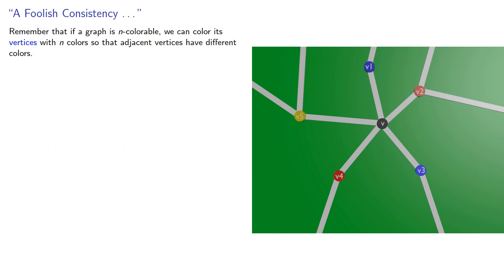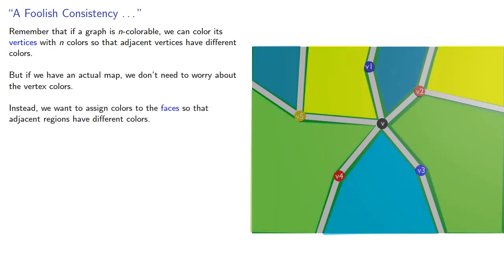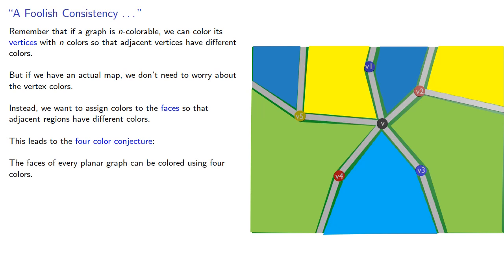Now one should be careful with this. Remember that if a graph is n-colorable, we can color its vertices with n colors so that adjacent vertices have different colors. But if we have an actual map, we don't need to worry about the vertex colors. Instead, we want to assign colors to the faces so that adjacent regions have different colors. This leads to the four-color conjecture: the faces of every planar graph can be colored using four colors. And the thing to realize is that the four-color conjecture and the five-color theorem are actually about different colorations. One is a coloration of faces, and the other is a coloration of the vertices.